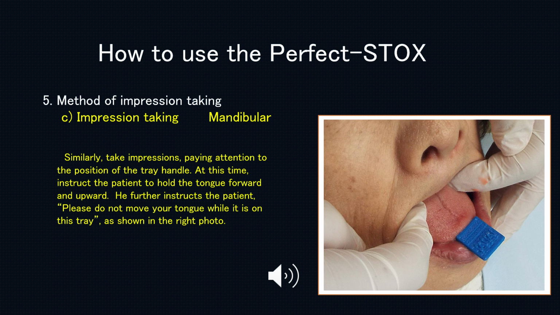5. Method of impression taking. C. Impression taking. Mandibular. Similarly, take impressions, paying attention to the position of the tray handle. At this time, instruct the patient to hold the tongue forward and upward. Further instruct the patient, please do not move your tongue while it is on this tray, as shown in the right photo.